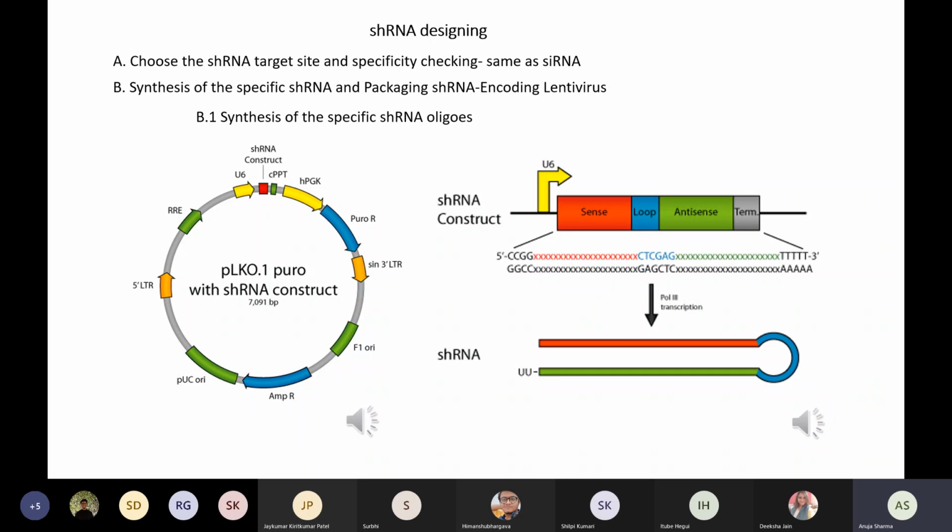We need to clone the oligos into the specific plasmid, and only then can we deliver that shRNA into the cells. For example, there are so many plasmids. We are taking PLK1 Puro as an example.